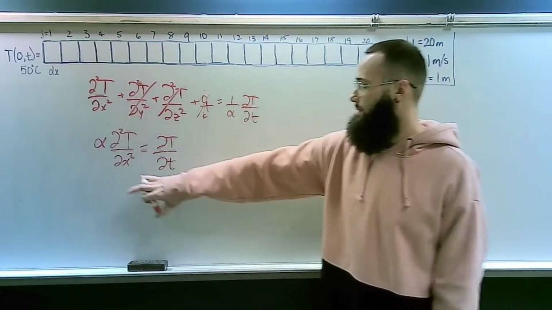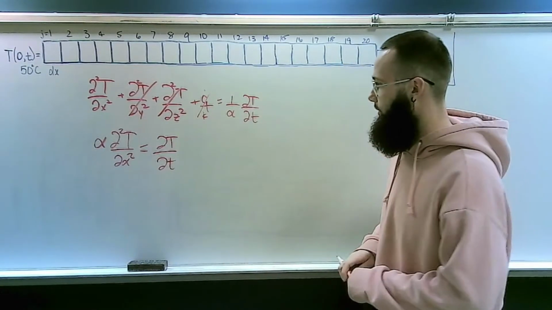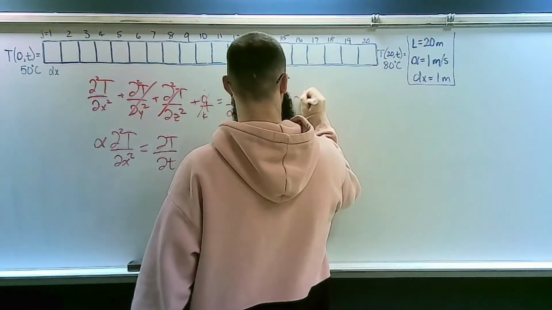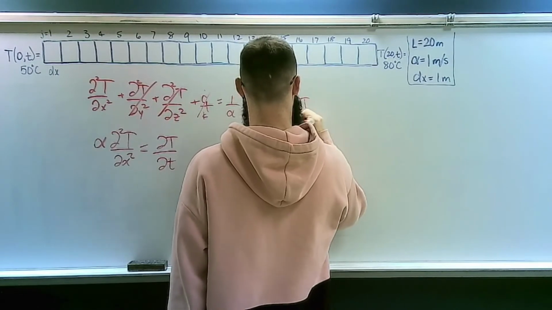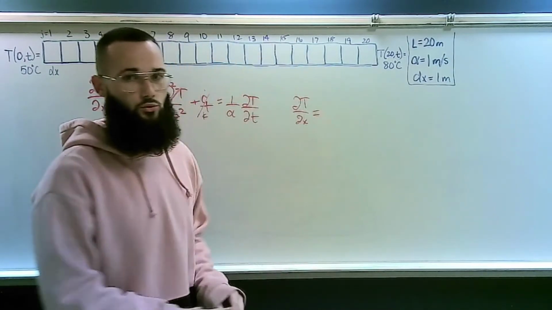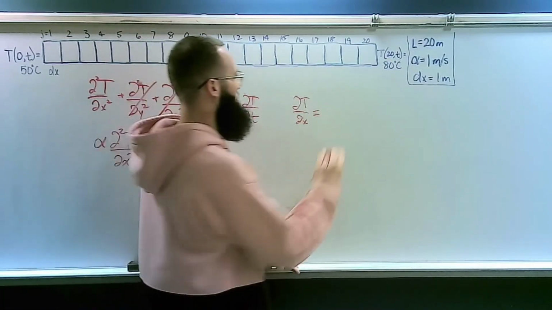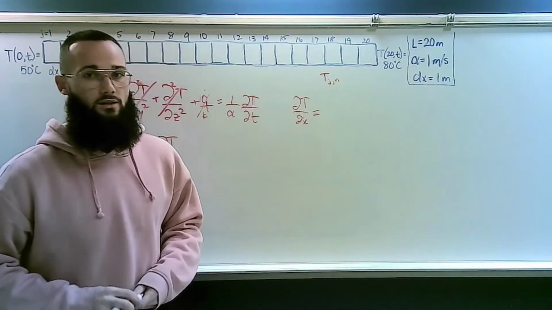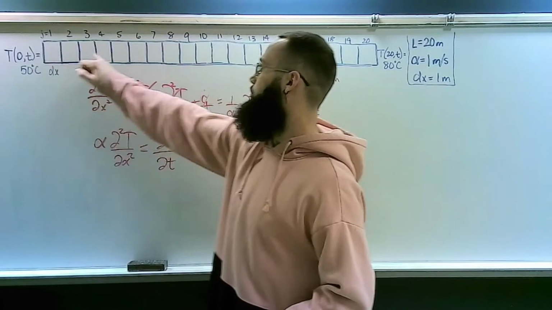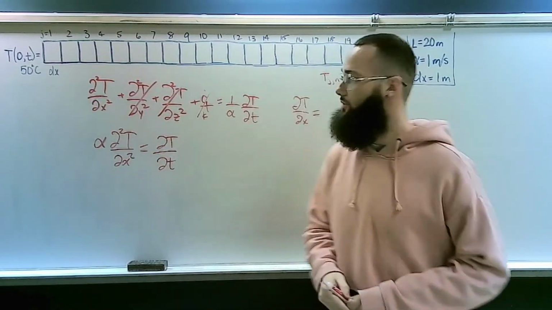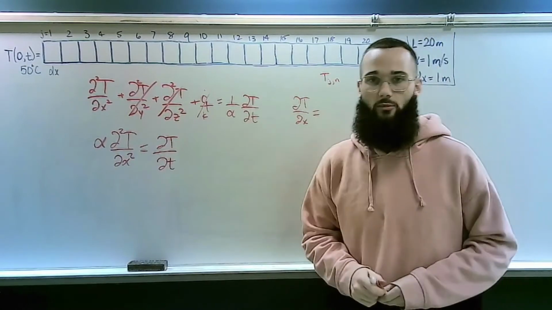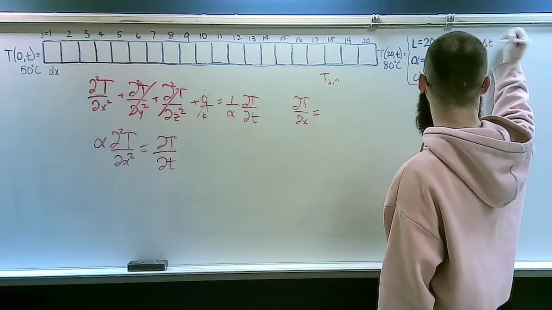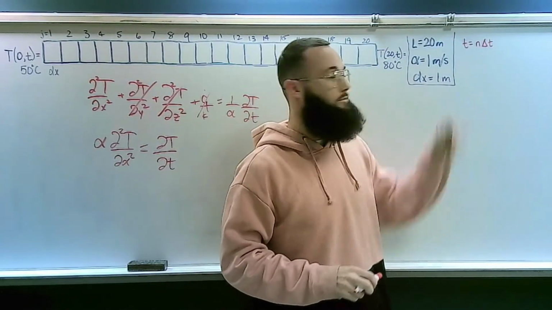What we want to do is approximate this so that we can put it into code. First we're going to approximate the derivative of temperature as it relates to x. We're going to use an indexing system of T sub j, n, where j is the position from 1 to 20, because we have 20 increments, and n is the increment of time. We'll say that time t is equal to n times the time interval delta t.